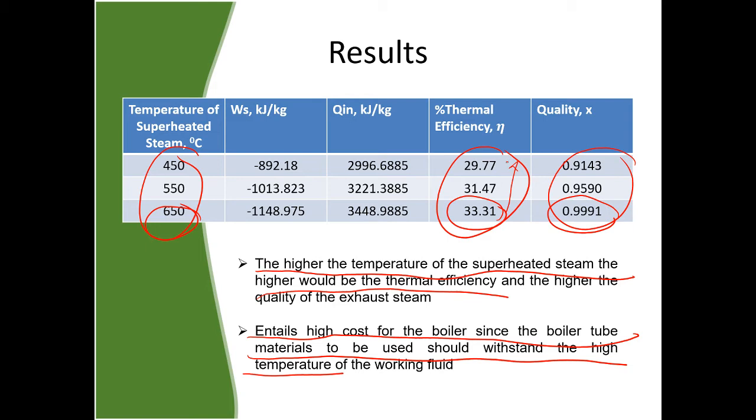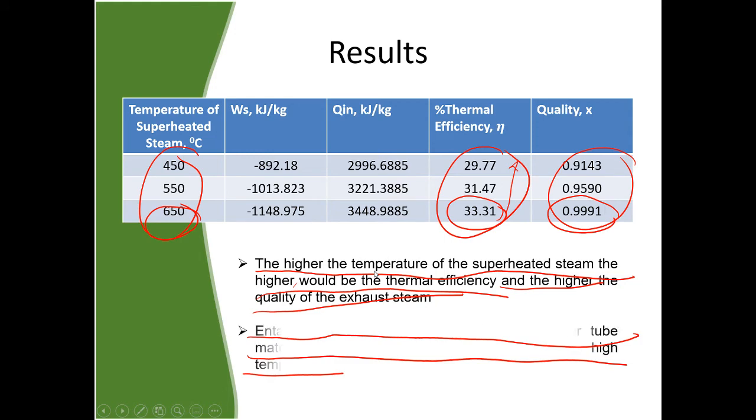But then again, ito yung higher quality of the exhaust steam. Although maganda yung effect niya sa exhaust, kasi lower moisture, kailangan mag-invest pa rin sa very strong materials kasi nga mas mataas yung temperature. Yun. So, yun ang effect ng temperature of the superheated steam.